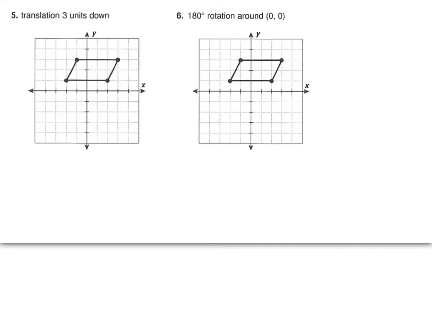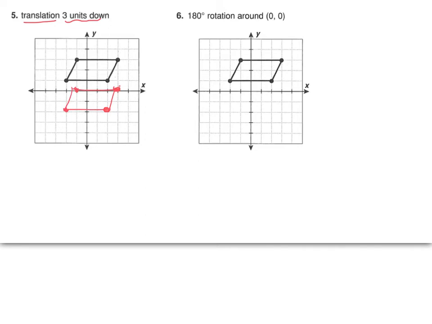Okay, let's practice a translation here in number 5. It's wanting us to slide it 3 units down. So all that means is that I'm going to take each point and I'm going to move it down 3 points. So this point, when I would go 1, 2, 3, and it would move here. This one, I would go 1, 2, 3, and it would go there. I could then connect them. And let's do the same for the other two. So you try the other two on your own. And that is our translation, 3 units down.